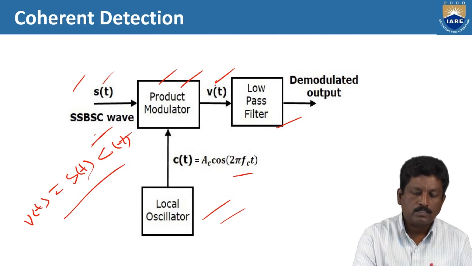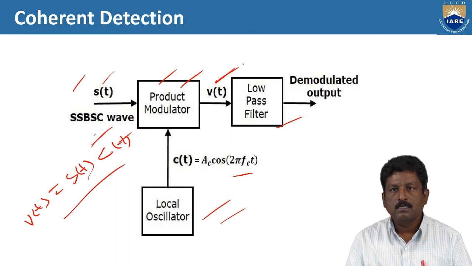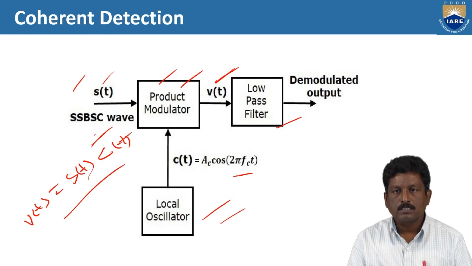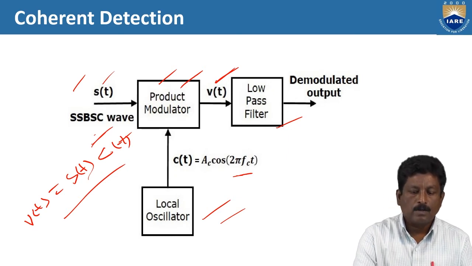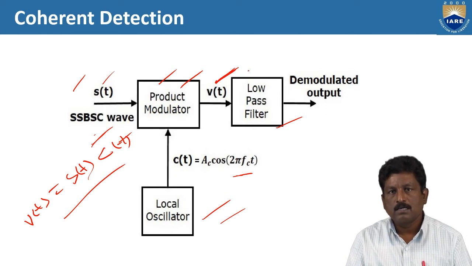This V of t signal is a combination of high frequency and low frequency components. Our aim is detection of the modulating signal. We have to detect, retrieve or recover the original modulating signal M of t from the modulated wave with the support of a locally generated carrier frequency. Because we suppress the carrier at the transmit side, for retrieval you have to arrange the local oscillator to generate a carrier similar to the carrier at the transmit side.